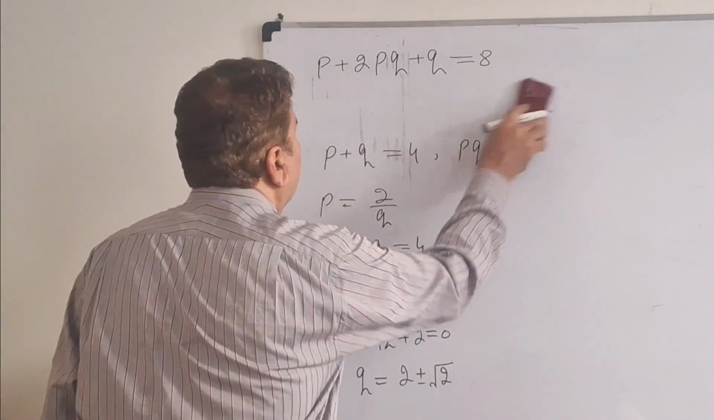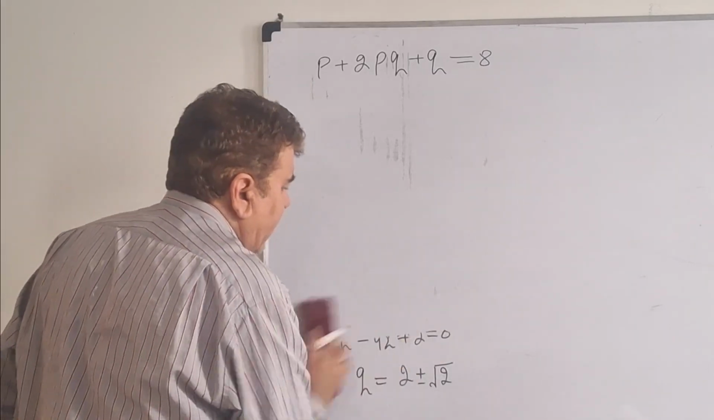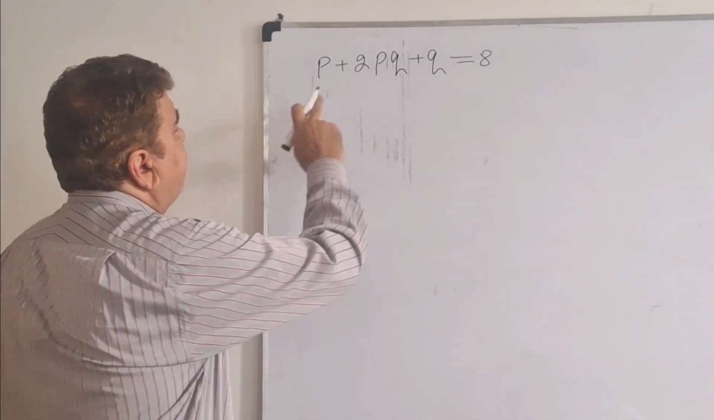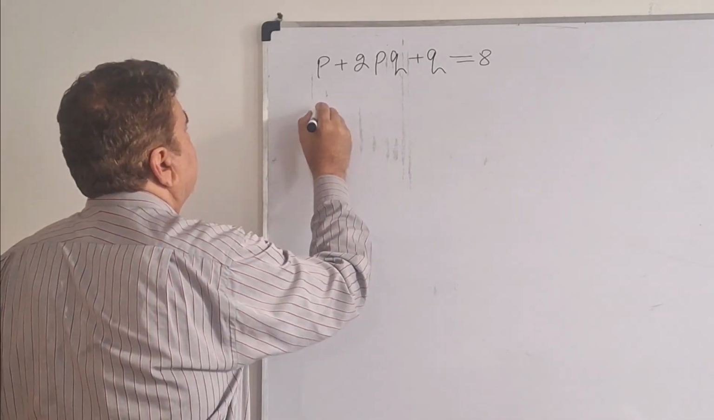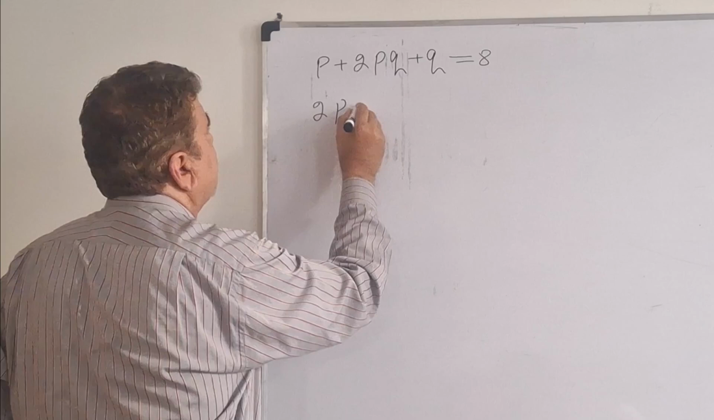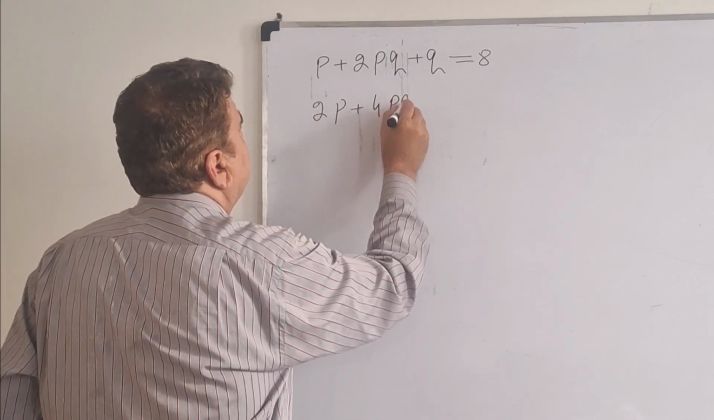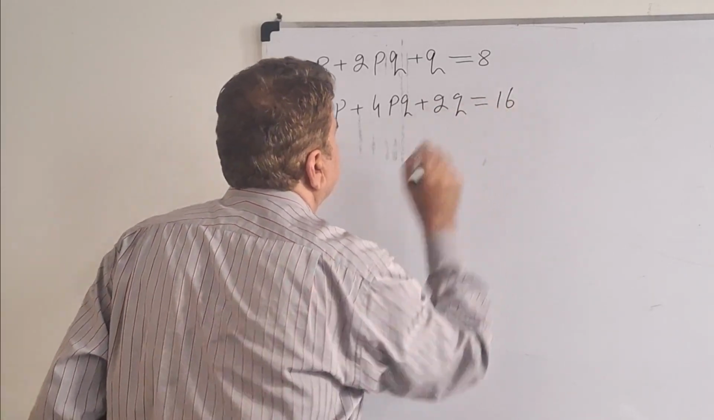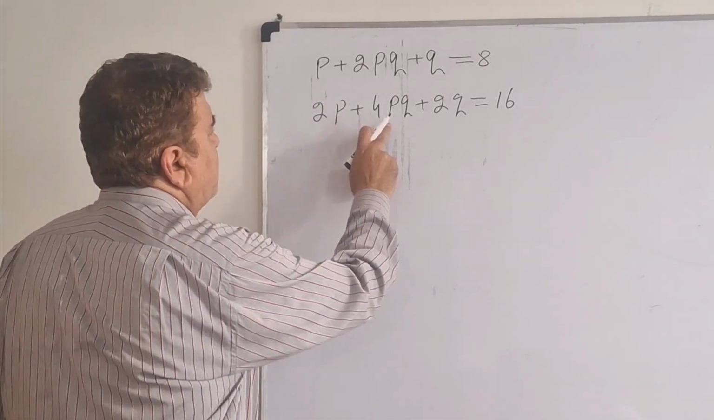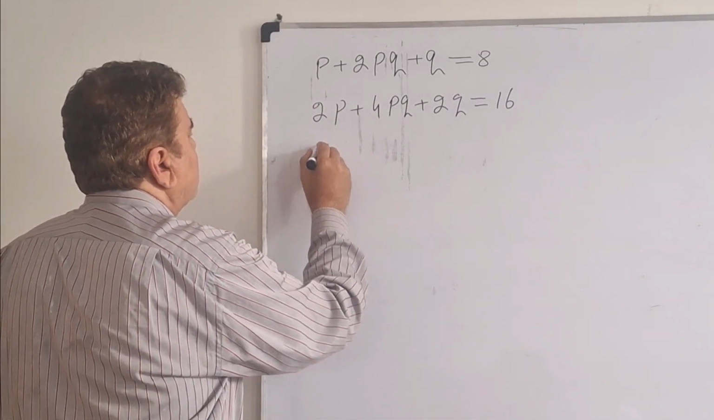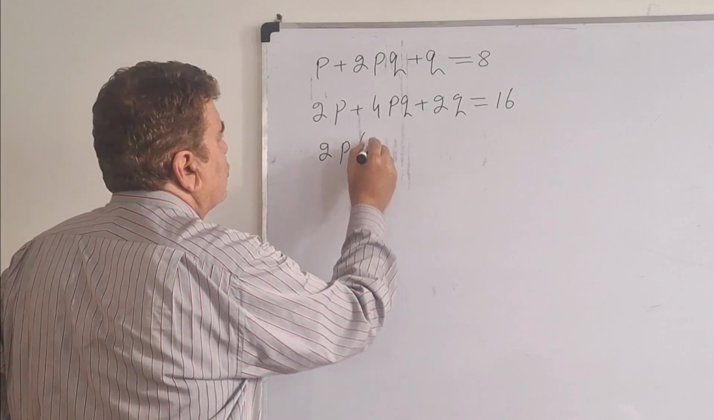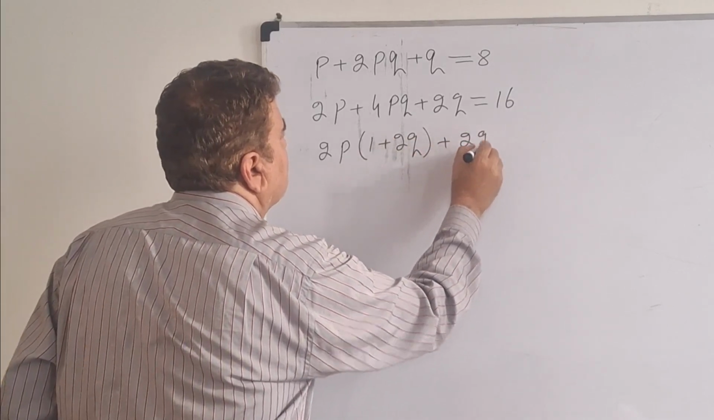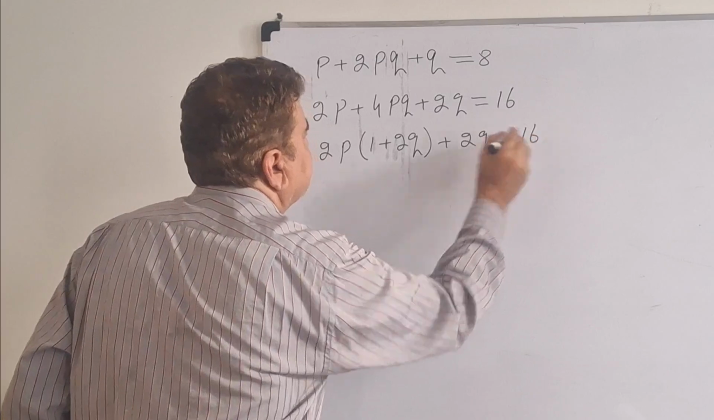So what we do, we want to manipulate the equation to put this in a special form. And that I can do by first multiplying this equation with 2. If I multiply this with 2, I can write 2P plus 4PQ plus 2Q equals 16. Let me take 2P common from these two terms to put this in the form 2P into 1 plus 2Q plus 2Q equals 16.